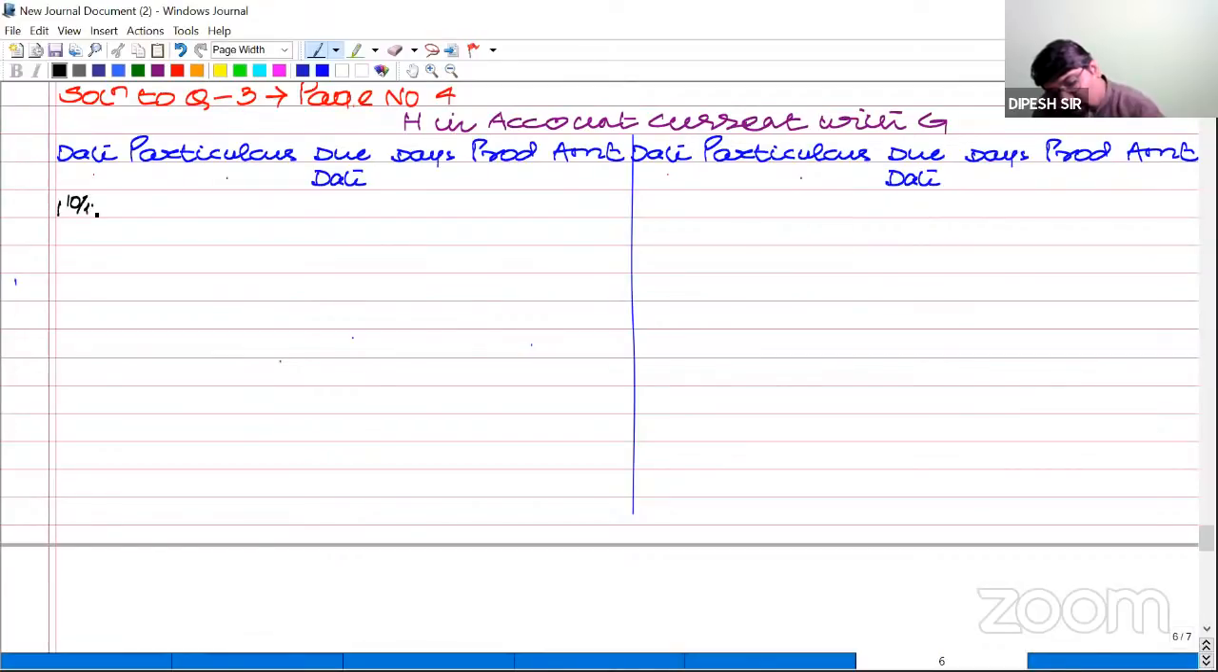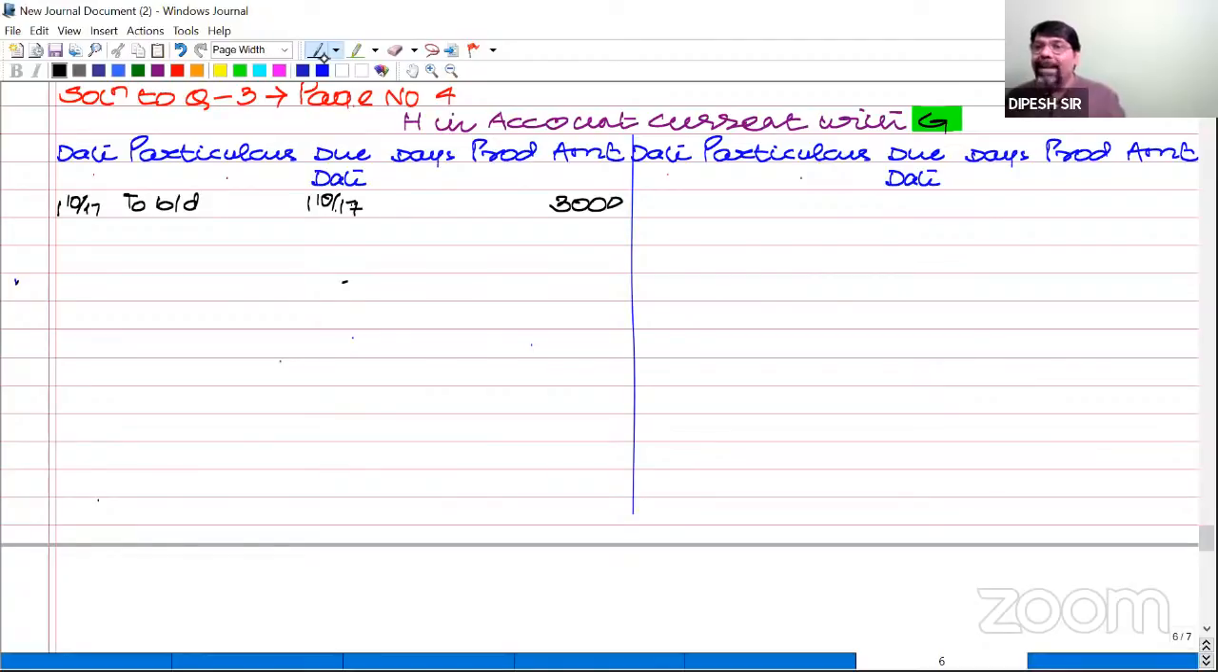1st October 2017, to balance brought down. Due date will be 1st October 2017 and amount will be 3,000. Balance due to G by H. That means H has to pay G, and G has to receive. We are thinking from G's point of view. Receivable is asset. Asset has a debit balance. Correct? Chartered? Yes.